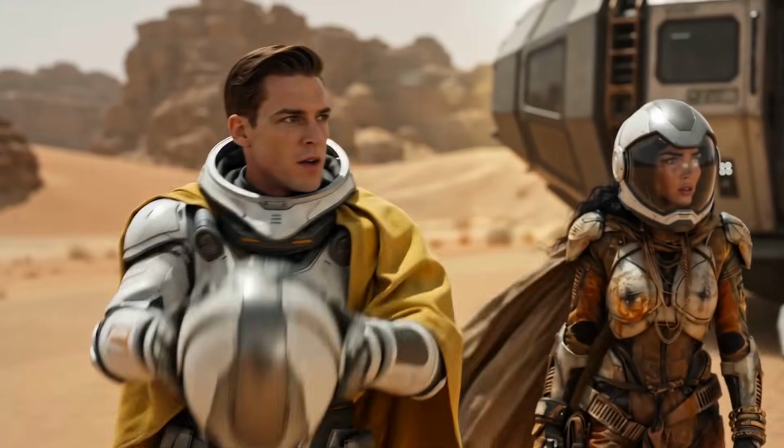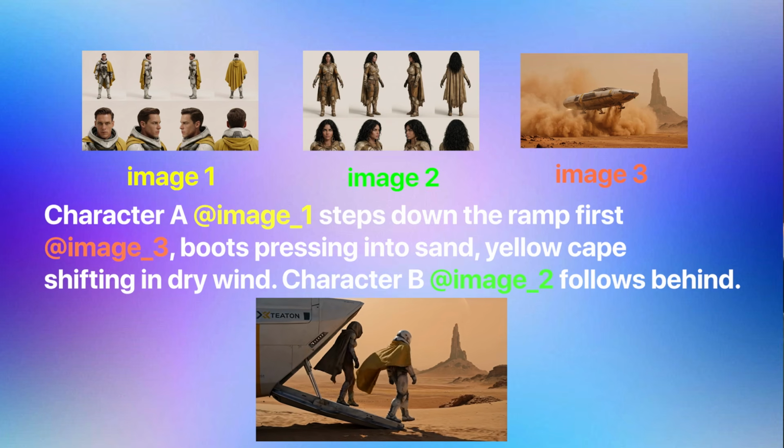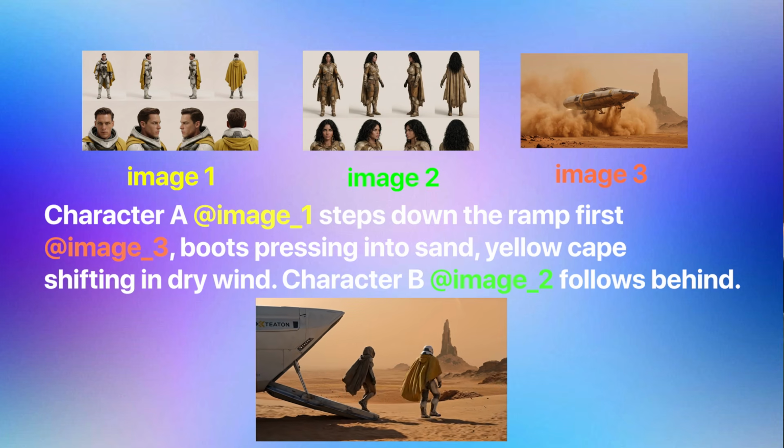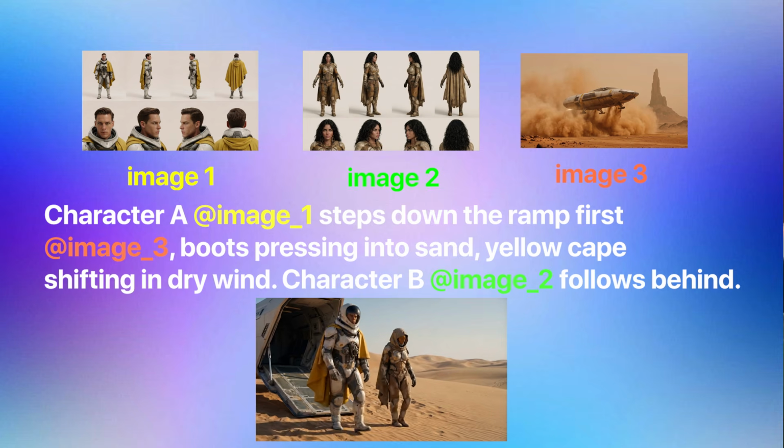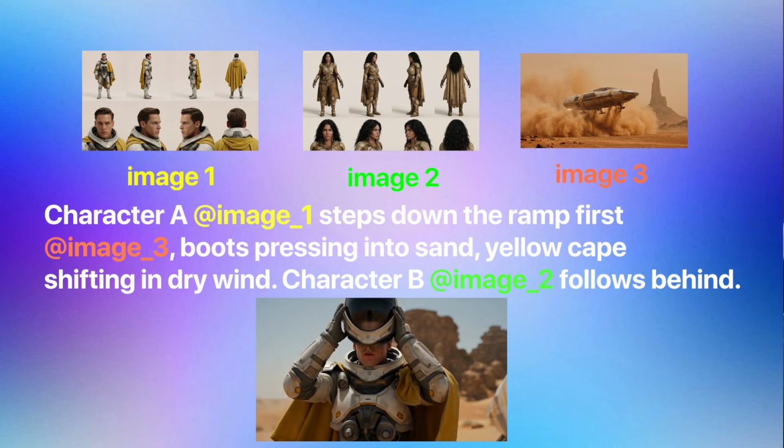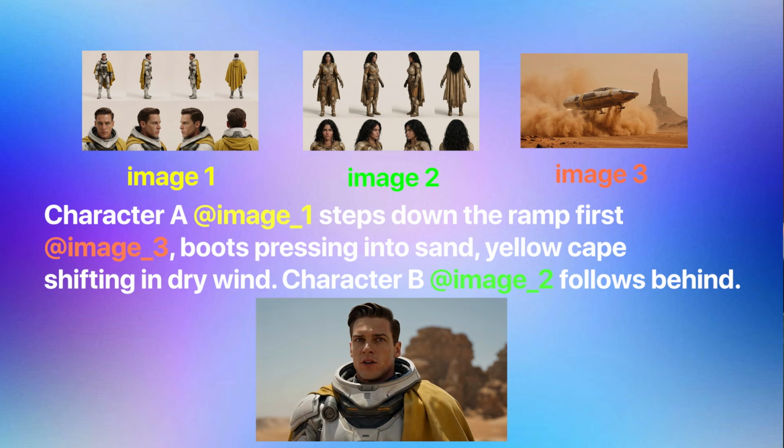For example, in this scene where the 2 explorers are arriving on the planet, I wrote: character A, image 1, steps down the ramp first, at image 3, boots pressing into the sand, yellow cape shifting in dry wind, character B, at image 2, follows behind. And as you can see, the labeling system is what gives you the control.